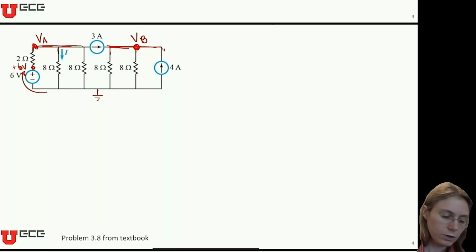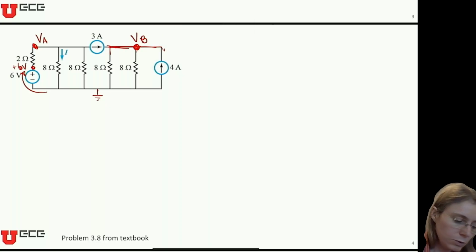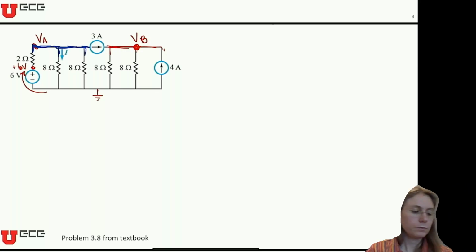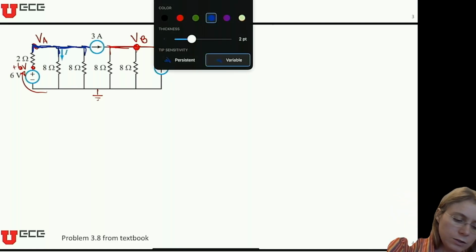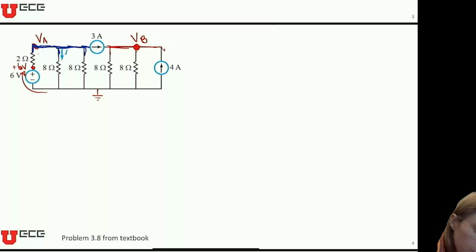Maybe I should do them in different colors to make it easier to see. So we'll use blue on this node. So this is one node. Okay. So let us write a node voltage equation for each unknown node. And let me throw in a few more currents to make it easier to communicate about that. So I'll throw a current here, I1, a current here, I2, a current here, I3, and a current here, I4.